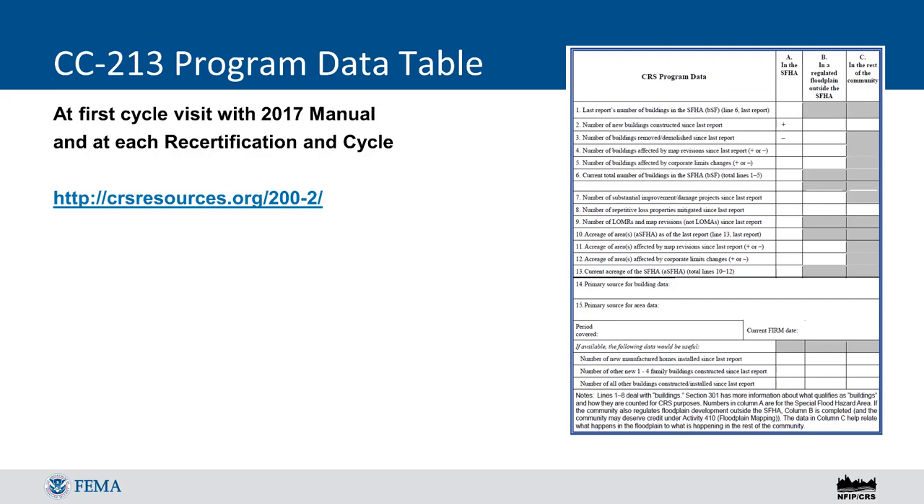When this is the first time you're verifying under the 2013 or 2017 manual, you will only need to fill out the fields highlighted here in yellow. Once you've been through a cycle visit since 2013, you'll need to fill out all the fields in lines 1 through 15 that apply to you. If you have a regulated floodplain, you'll need to fill out column B. Column C is optional. Also be sure to fill out the period covered and your current FIRM date at the bottom of the form.